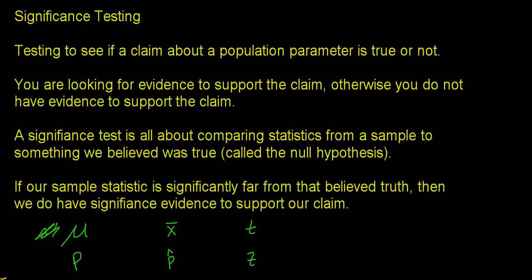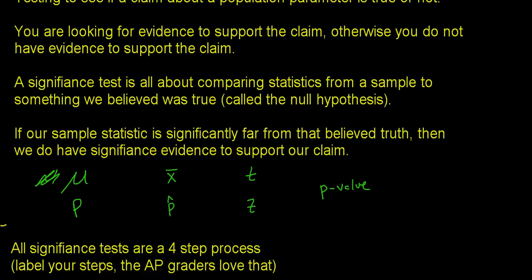Once we have our t-score, z-score, we can calculate what is known as the p-value, and that p-value is the probability of seeing that statistic occur, or more extreme, assuming the null is true. And with that p-value, we can make a conclusion about our question. Do we have significant evidence? And we're going to talk all about that in this video.